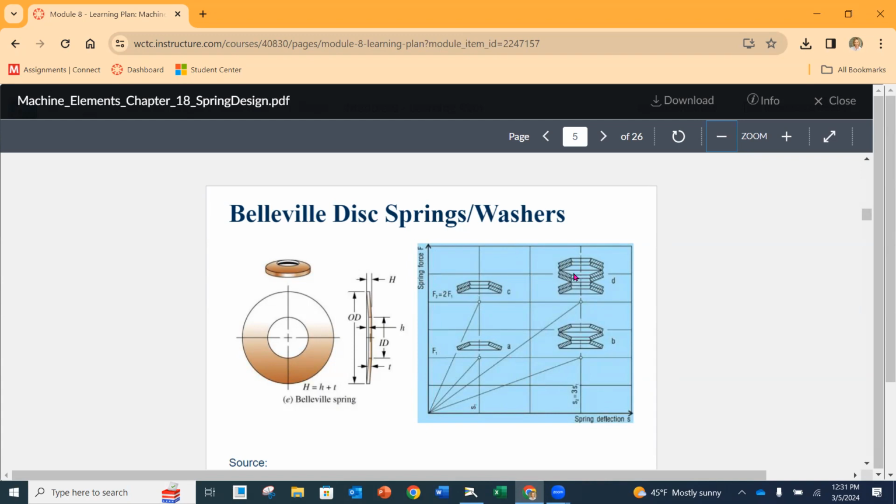So a unique type of spring, a little different than compression springs, but they're used in a variety of applications. I'll show you a few in a minute. Any questions on stacking them or how that works? And they literally look like washers that are cupped.